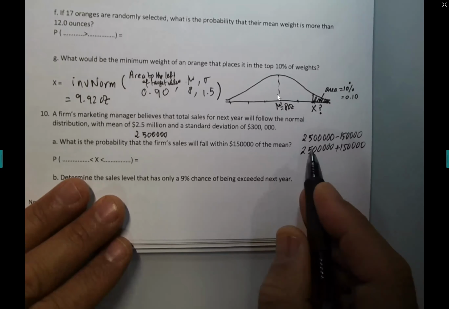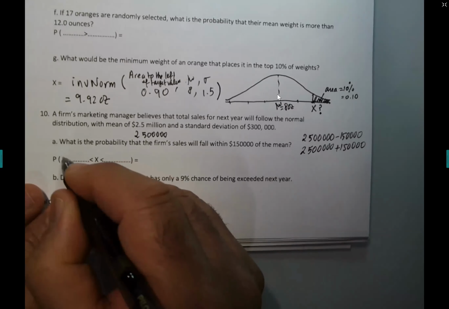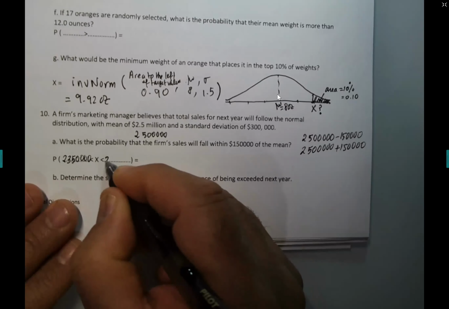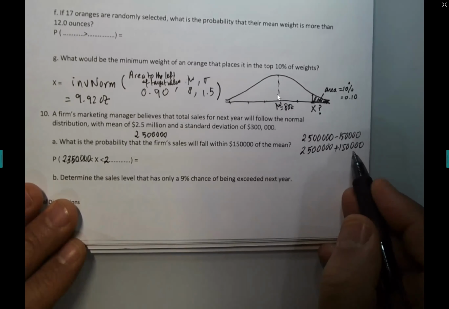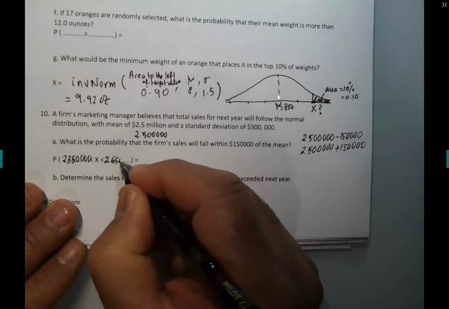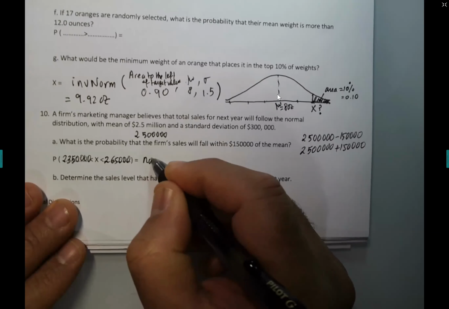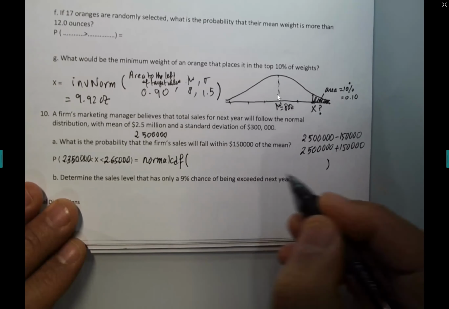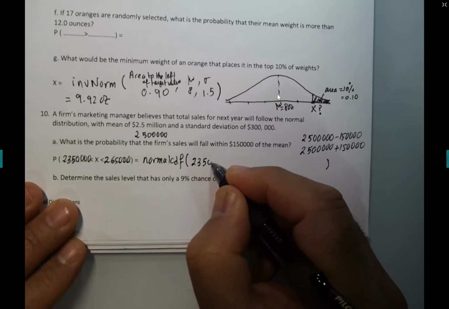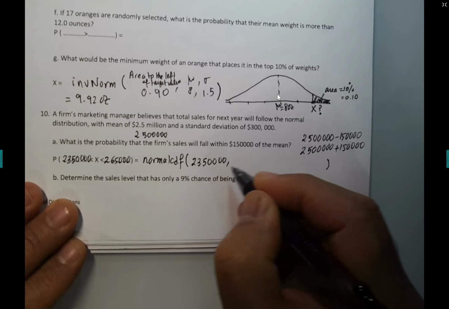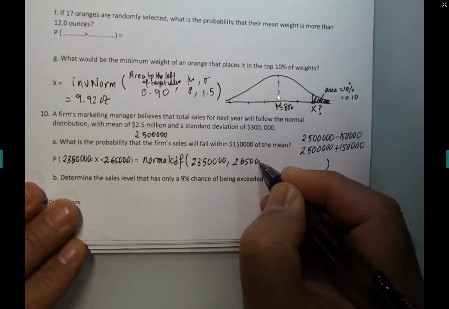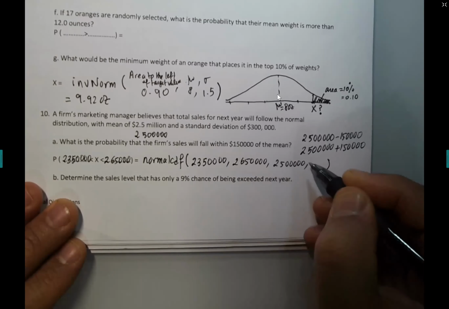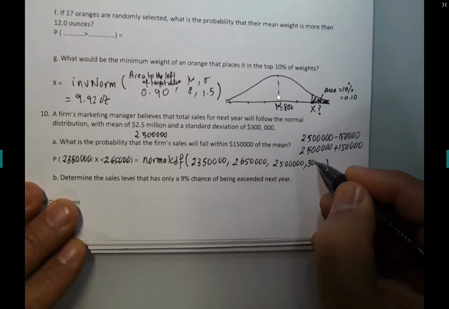So that will be, guys, 2,350,000 and 2,500,000, and add another 150,000, 2,650,000. And that will be normal CDF in between, it's very straightforward. 2,350,000, the lower bound. 2,650,000, the upper bound. The mean is 2,500,000. Just be careful with the zeros, and the standard deviation is 300,000.